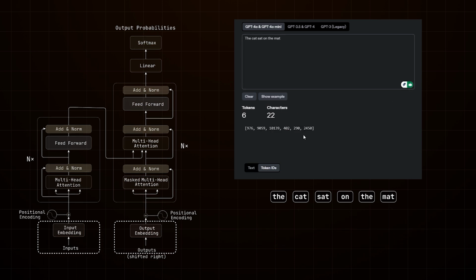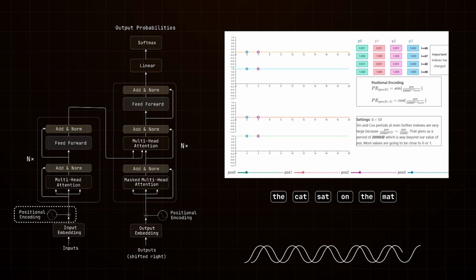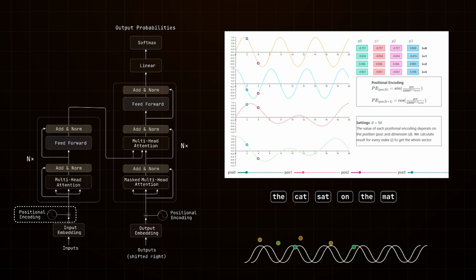But there's a problem. Transformers don't understand word order. To fix this, we add positional encoding, which helps the model recognize the sequence using sine and cosine functions.